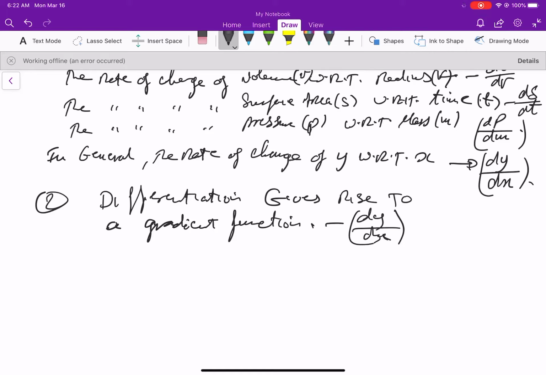And of course, the third way, another way of thinking of differentiation, we kind of mentioned it at the top, but I'll mention it again. Differentiation, you can think of it as a reverse process of integration.